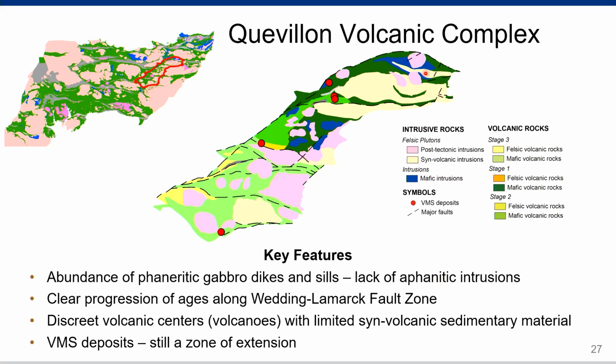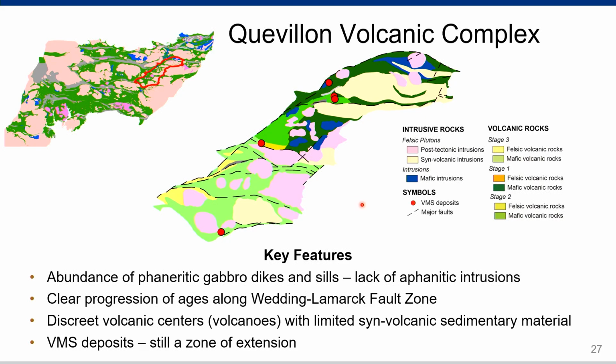We also have a clear progression of ages from older material in the north to younger material in the southwest. And this is along the Wedding-Lamarck fault zone, which is a large fault zone that runs northeast here. And you can see it's bounding the one side of the complex. So we've got discrete volcanic centers. And critically, we don't have much synvolcanic sedimentary material here.